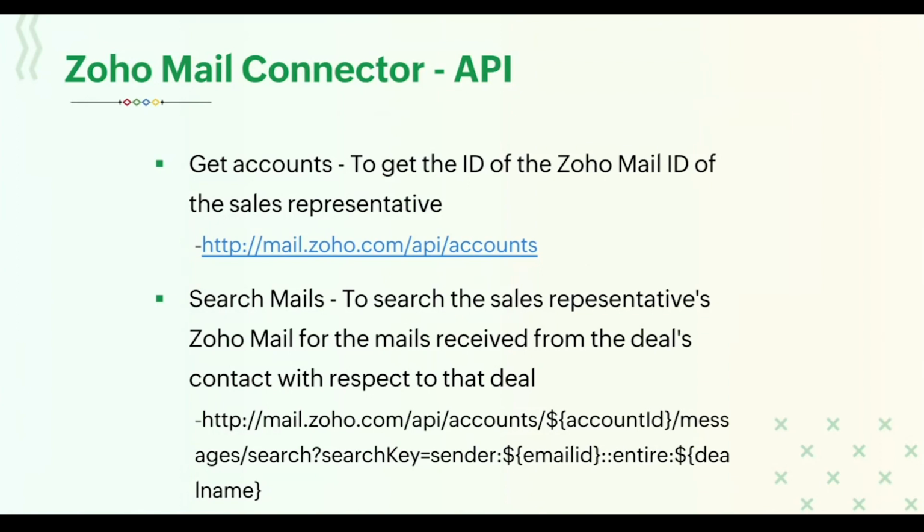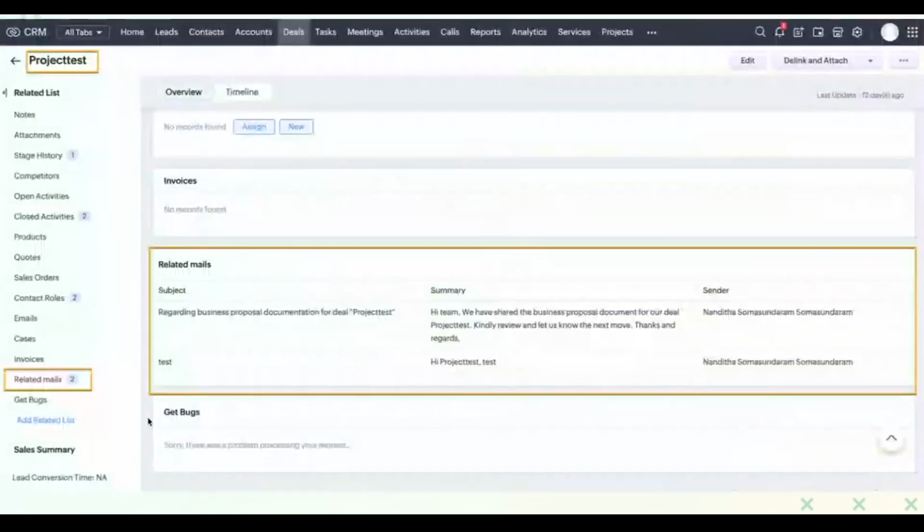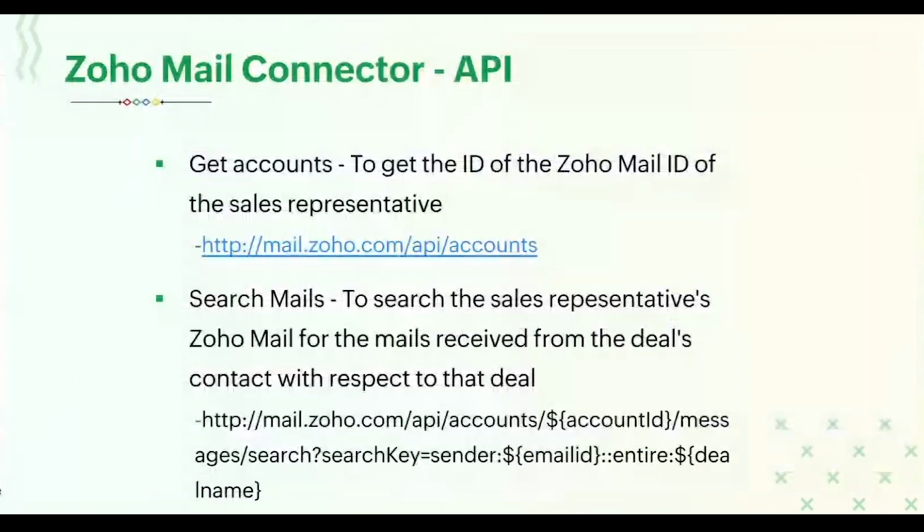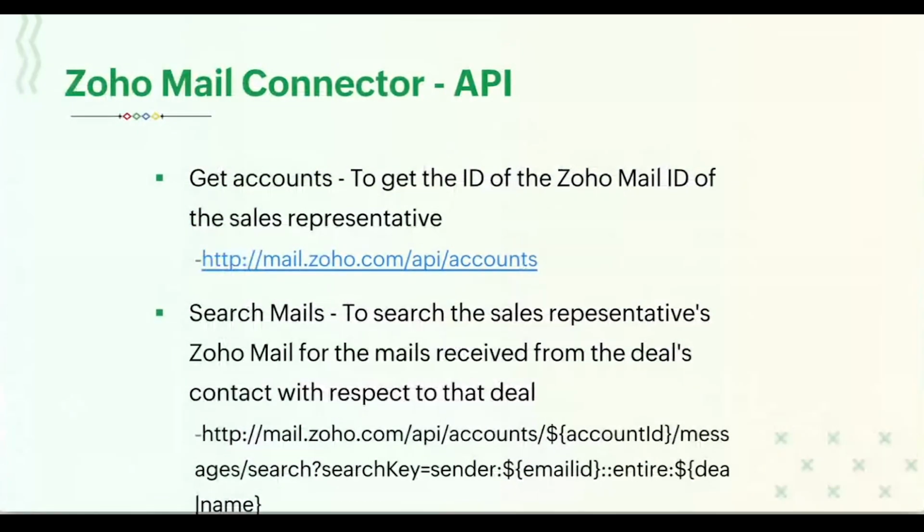So we would require two APIs. One is to get the Zoho Mail account ID of the user, which is a sales representative. And another is going to be to search the mails of the sales representative for all the mails that are received from a particular deal's contact so that they can be gathered together and displayed as a related list as shown in our previous screenshot. So let's see how we can go ahead and add these connector APIs.